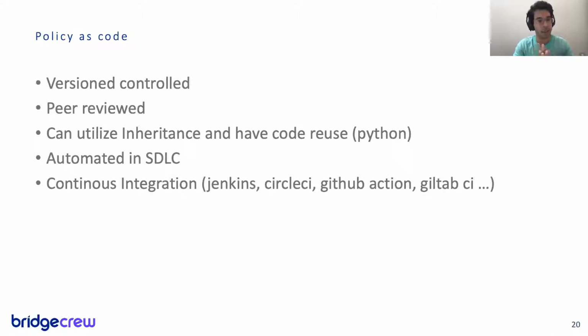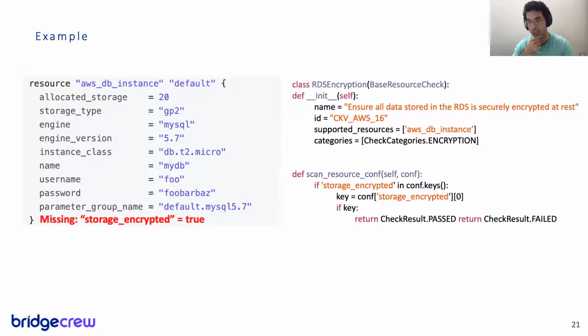So that's a policy. To define it in code and not on Confluence paper means that you can version control it. You can peer review the policy itself. In Checkov specifically, we're writing the policies in Python, which gives us the capabilities of a language like inheritance and code reuse and making API calls. You can automate it in the software development life cycle, and you can obviously integrate it to your CI/CD. So just as an example.